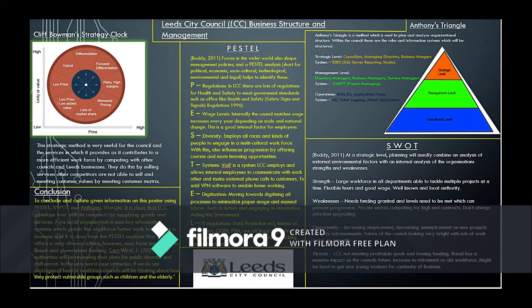Moving on to economic factors, we have wage levels, which are internal: the council matches wage increases every year depending on scale and national change. This is a very good internal factor for the employees.